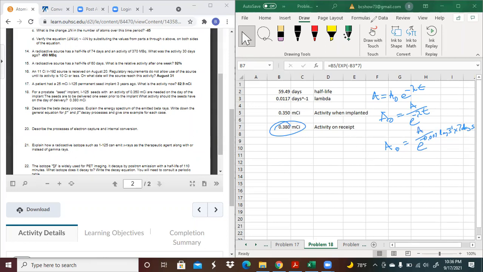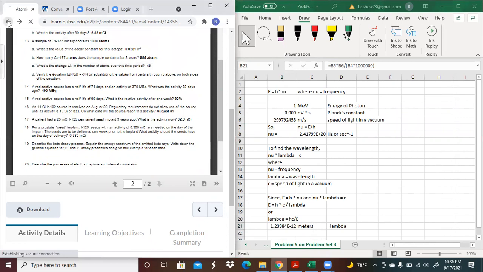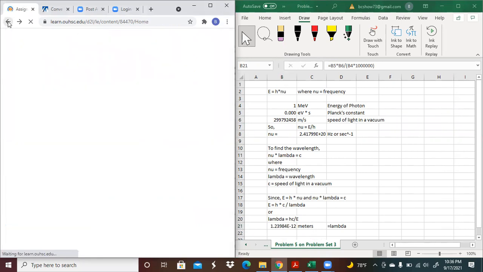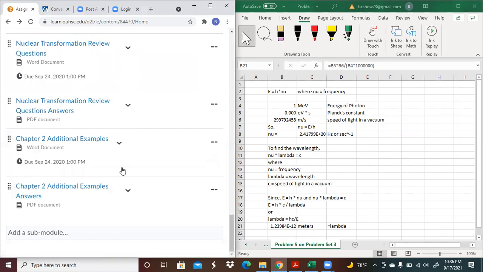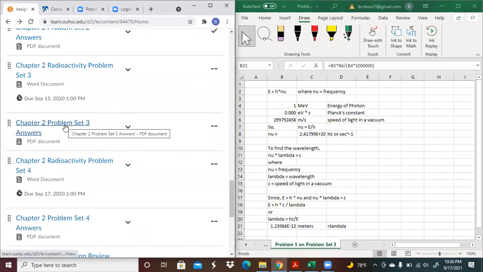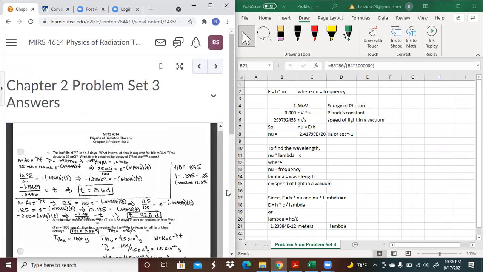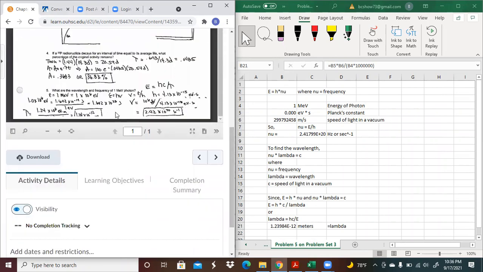All right, now we've got one last problem here we need to go over, and this is the one on problem set 3. So let's jump out of this and go to problem set 3. This is basically a rewriting of this, except you don't have to mess with all of this junk. So what's the wavelength and frequency of a 1 MeV photon?